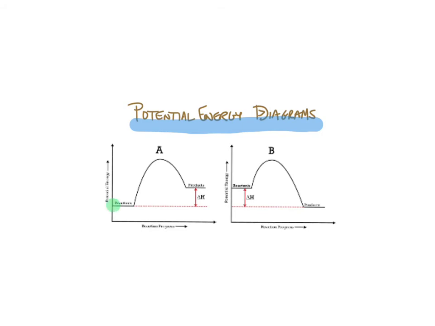And in A, we can see that the reactants have a lower potential energy than the products. And so what's actually happened here is that we see that delta H is going upwards. And we can show this as being positive, or delta H as being positive. And we already talked about the fact that A here is an endothermic reaction. In other words, the products have gained energy.